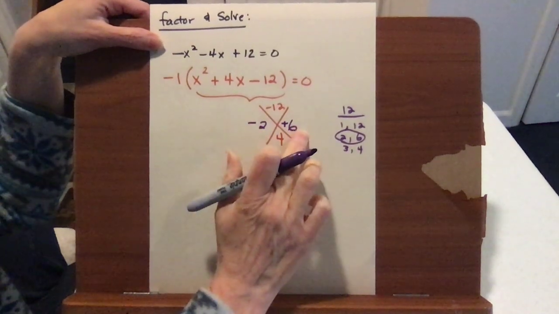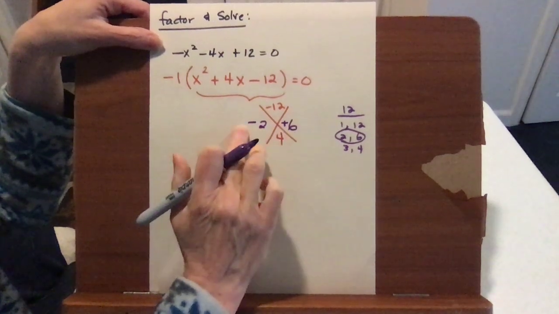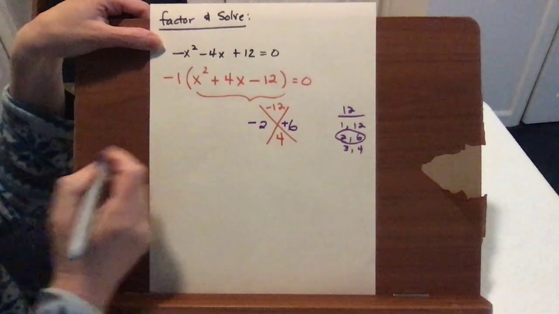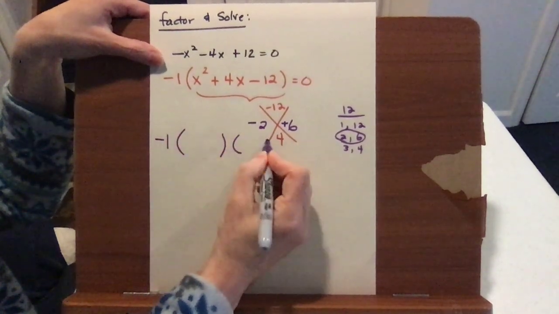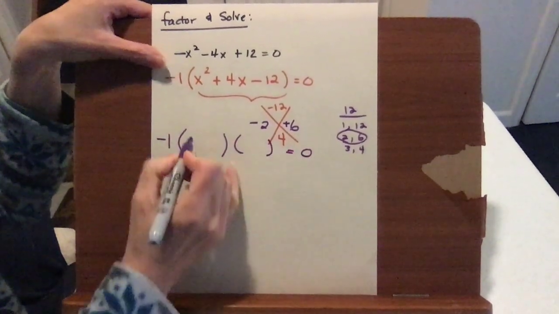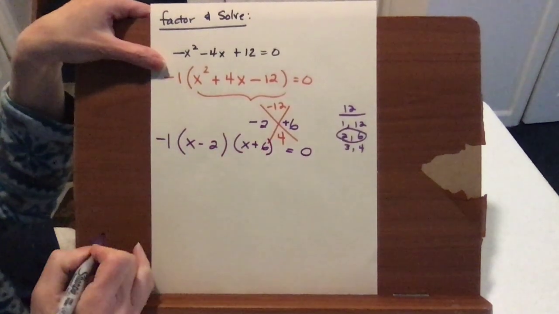And double check. Negative 2 times positive 6 is negative 12. Negative 2 plus 6, or 6 minus 2, is 4. So we're good. Keep your GCF of negative 1 out there. Open up your binomials. And we got x minus 2 and x plus 6.